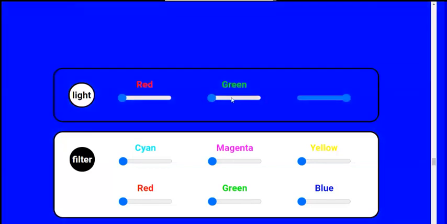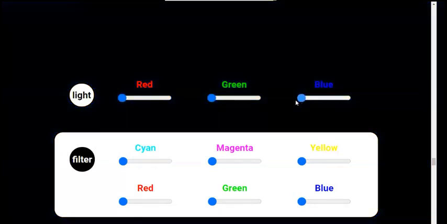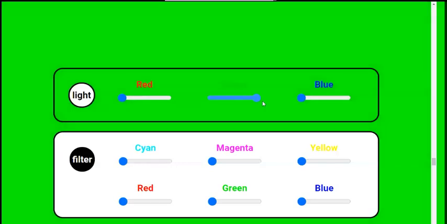Okay. So red and green. And what happens when all color is absent? Then it appears dark or black. And here, the whole screen will appear green because only green color is spread over the screen.